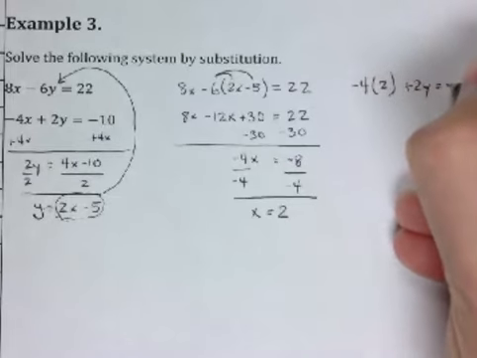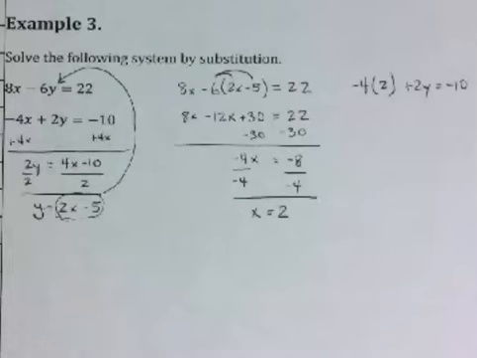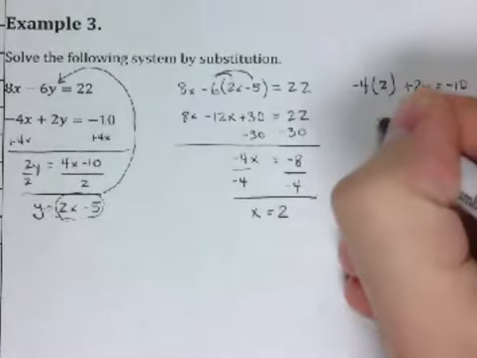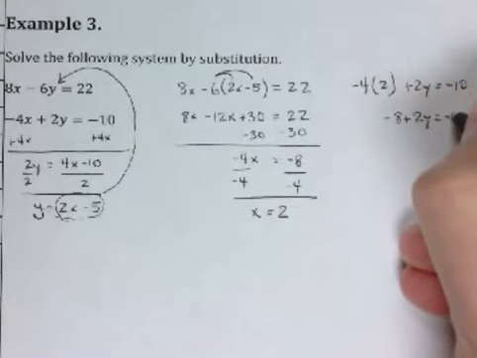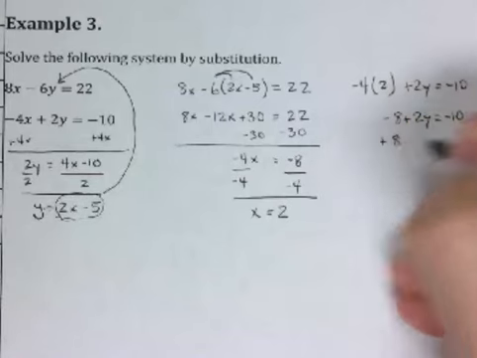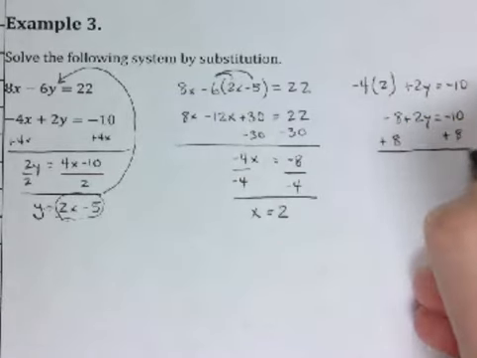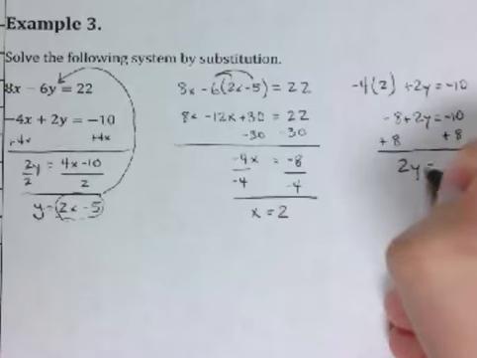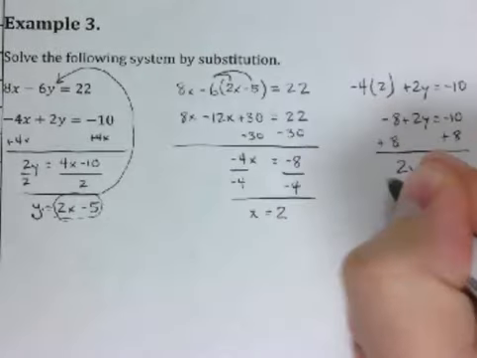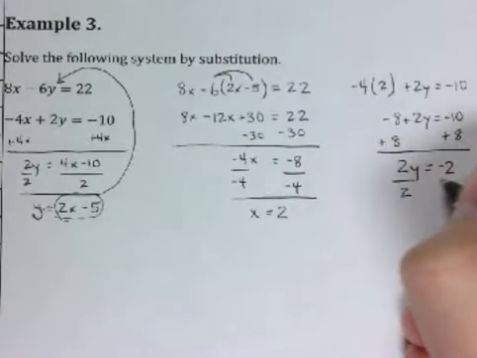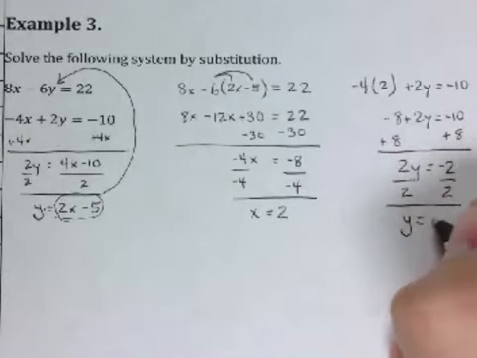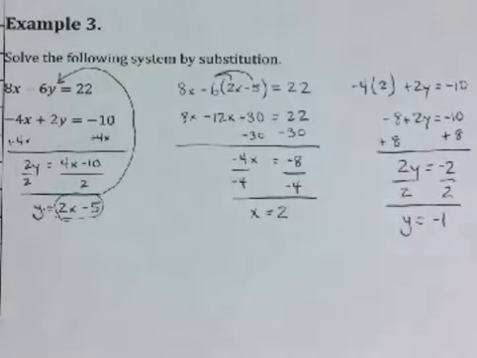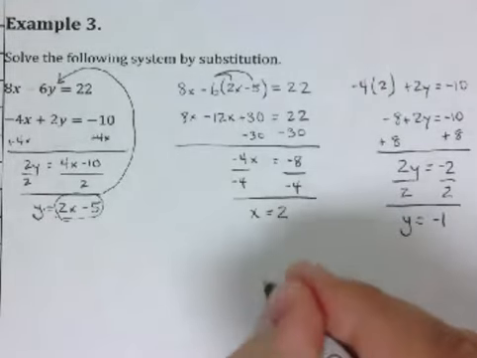Okay, just simplify this, solve for y. Negative 4 times 2 is negative 8. Plus 2y equals negative 10. We have to add 8 to both sides. We're going to end up with 2y is equal to negative 2. And then divide by 2. And finally we see y is equal to negative 1. So our solution for this in a coordinate form is 2, negative 1.